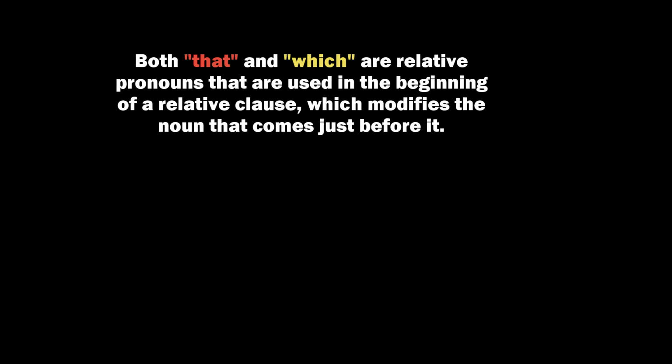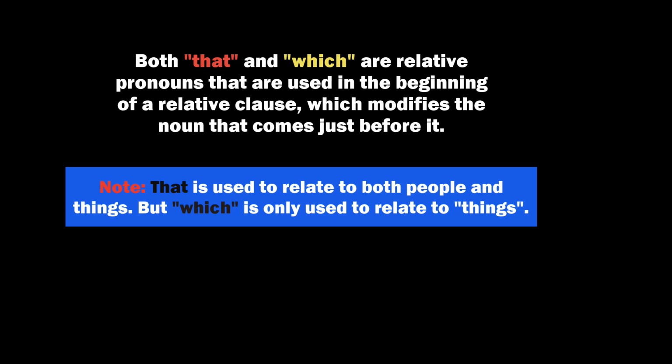Both which and that are relative pronouns that come in the beginning of a relative clause, which gives information which modifies the noun that just comes before it. That is used for both people and things, but which is only used for things. Let me give you some examples and make you understand.